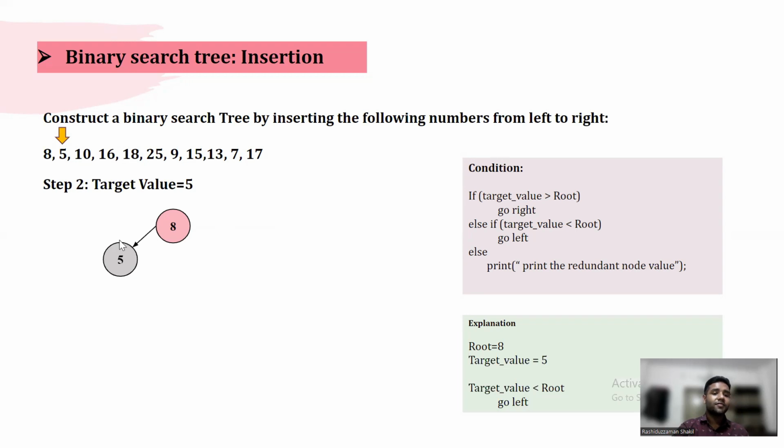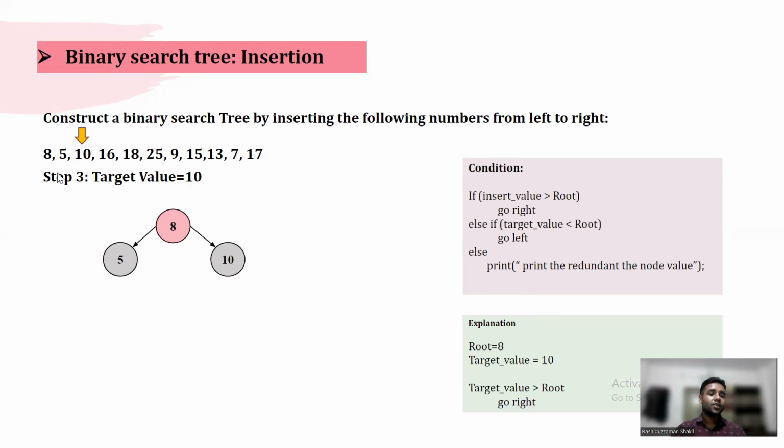If I insert 5 into the tree, I must follow the conditional statement. At the time, my root node is 8 and my target value is 5. So my target value is less than the root node, so it will be positioned on the left side. Now my target value is 10 and my root value is 8. So 10 is greater than 8, so it will be positioned on the right side.